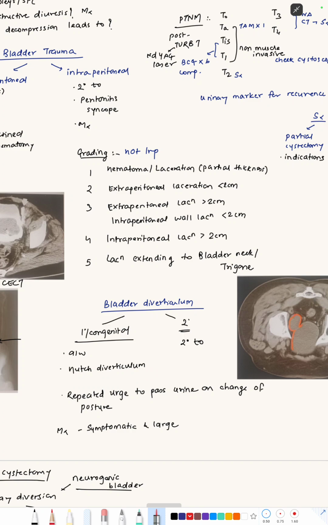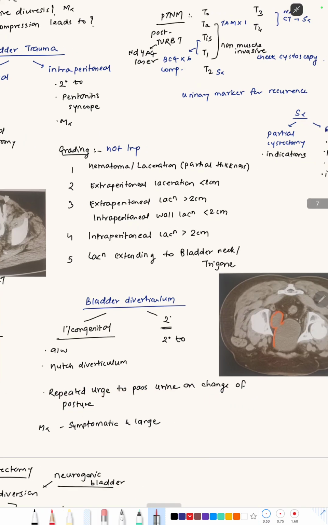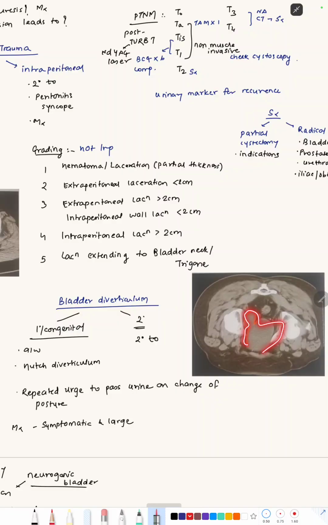It is because of pressure, and this is because of benign prostatic hyperplasia, bladder outlet obstruction, or bladder neck stenosis, right? There is a repeated urge to pass urine on change of posture, and CT urography is the investigation of choice. Over here we can see the diverticulum. Management: only in symptomatic and large cases do we go for diverticulectomy.